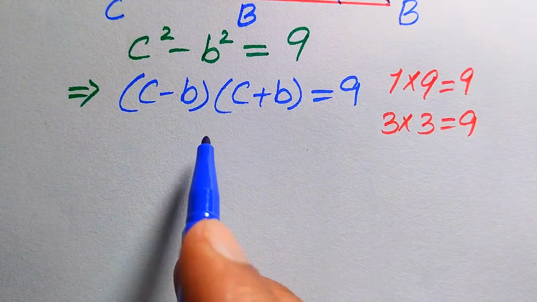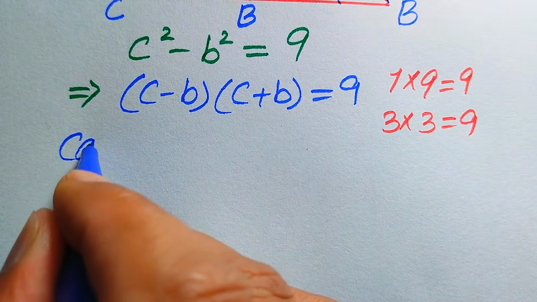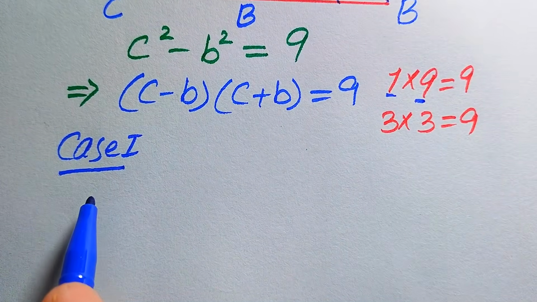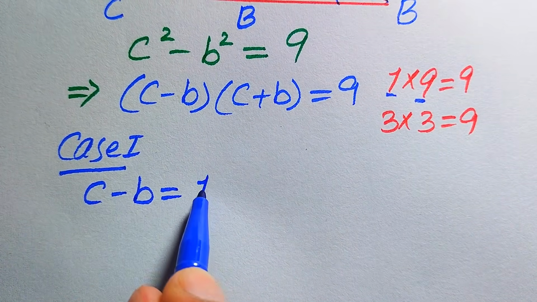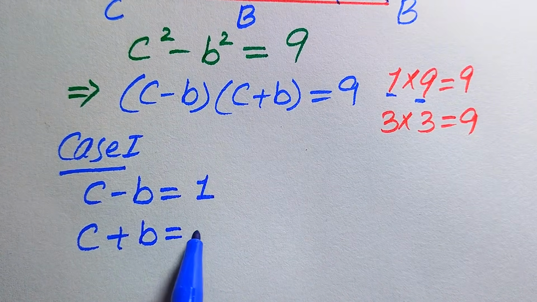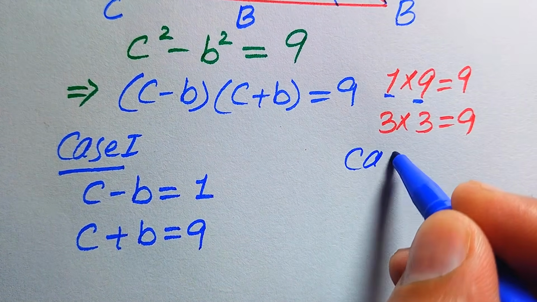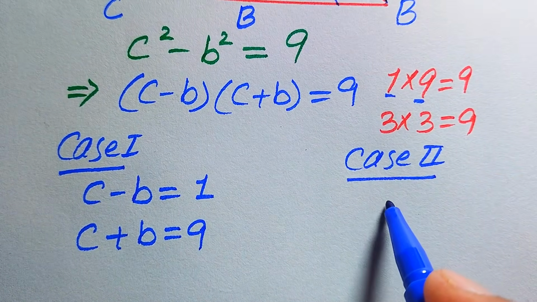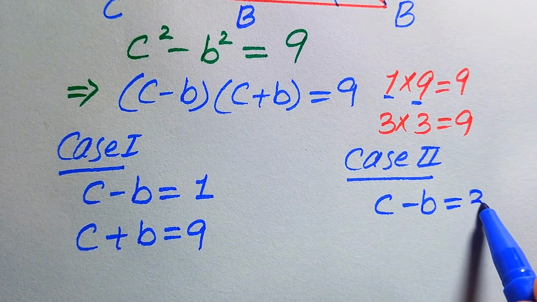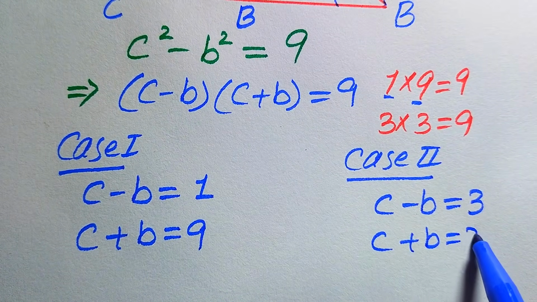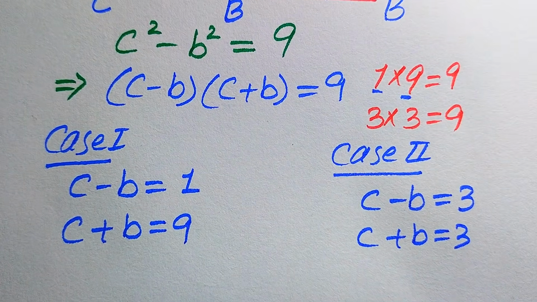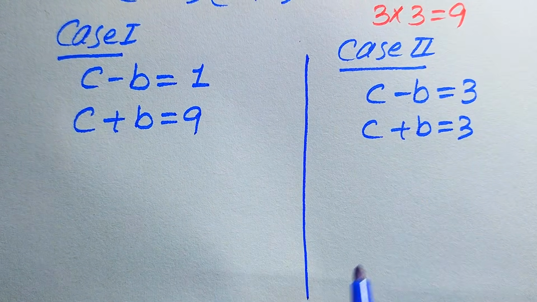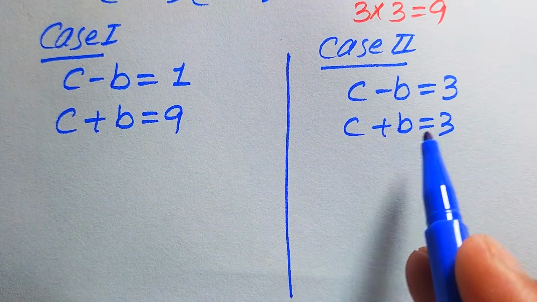So we divide this into two cases. The first case is we compare both of these two factors with 1 and 9, and it is written as c minus b equals 1 and c plus b equals 9. In parallel we will solve the second case. In the second case we compare both of these two factors with 3 and 3, so it is written as c minus b equals 3 and c plus b also equals 3. First we solve both of these two cases and get the values of b and c. First we focus on the second case.